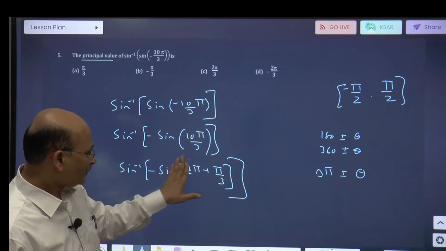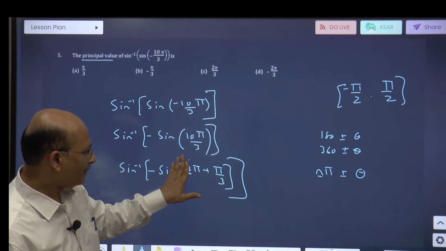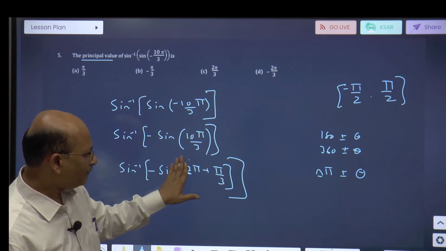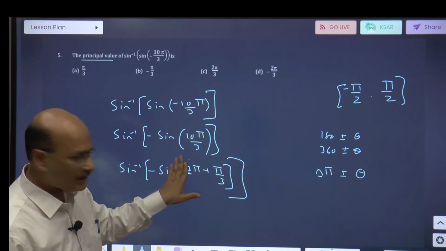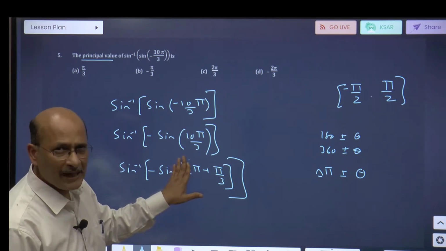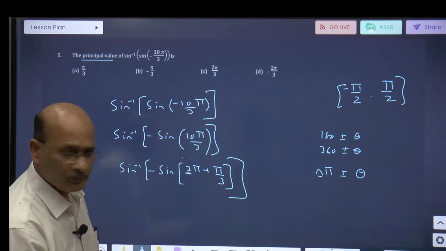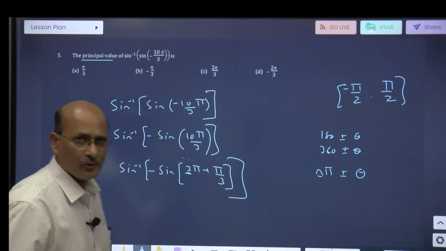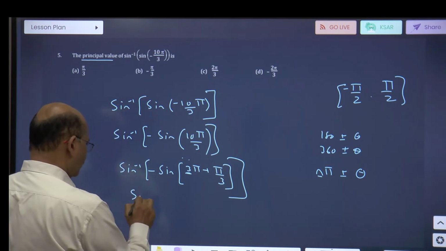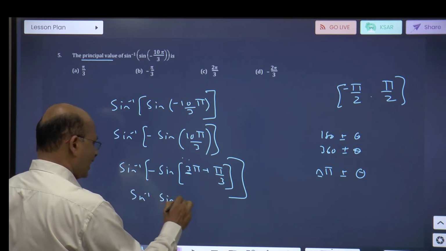So anyway, 3 pi plus theta. Now look at this: 3 pi, that is n pi, the multiple, you ignore it. So pi plus pi by 3 is the third quadrant, so minus of minus will become positive. I hope you're getting this point. So what will happen now? This will become sine inverse of sine.